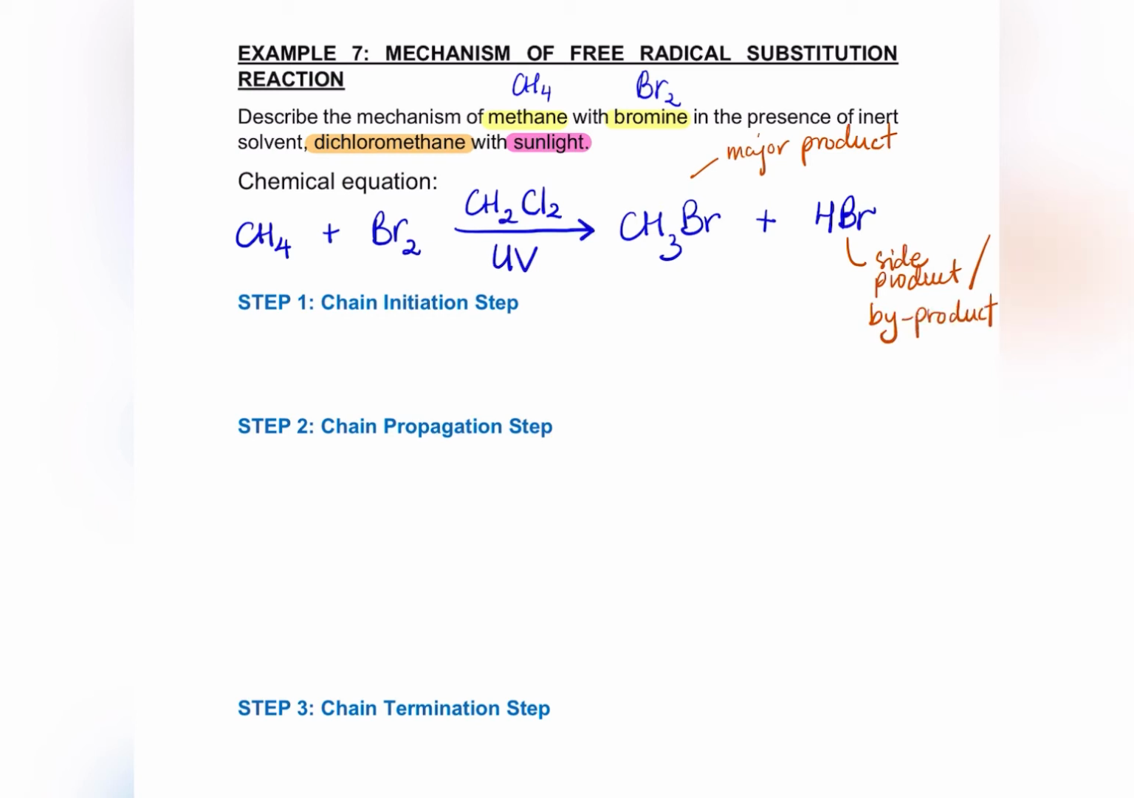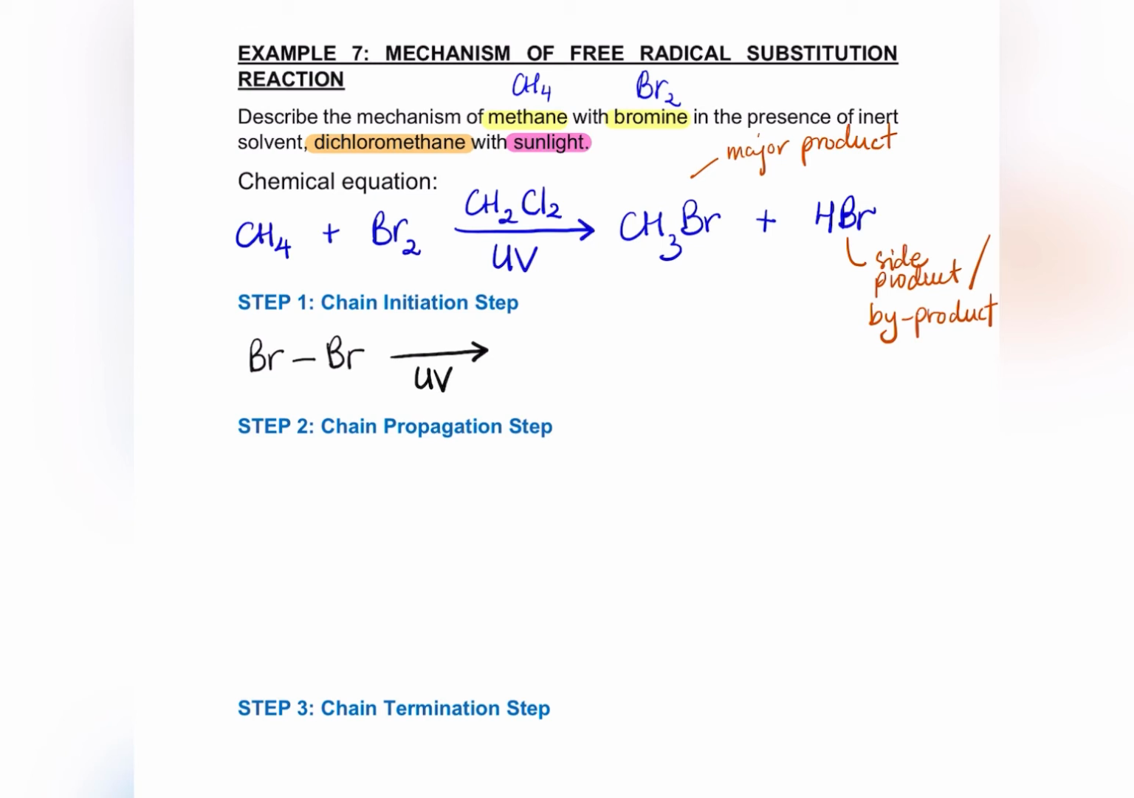Next, we are going to continue with step 1, the chain initiation step. At this step, we are going to do the homolytic cleavage of the bromine molecule. So please open the bond between the two bromine atoms. How I'm going to do this: I'm going to draw Br bonded with Br. And the next one, I'm going to show the homolytic cleavage, where my condition to produce the product, I need to have UV.